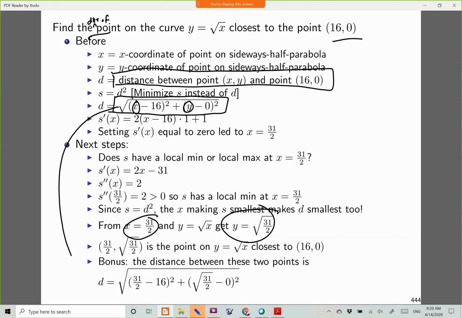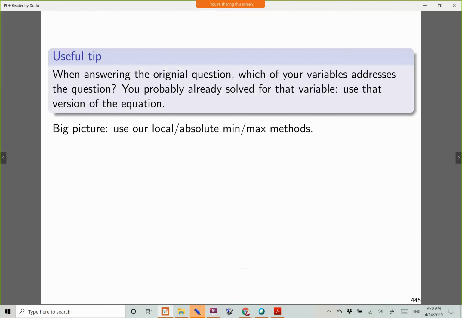So once you sort out whether you have the local min or local max, and you know the number corresponding to a certain variable, you can then go back to your other variables and get the values of whatever you need. And that is the point I'm trying to make here.